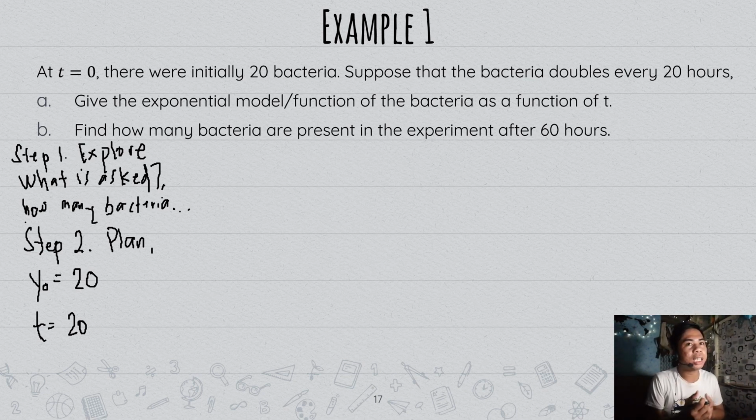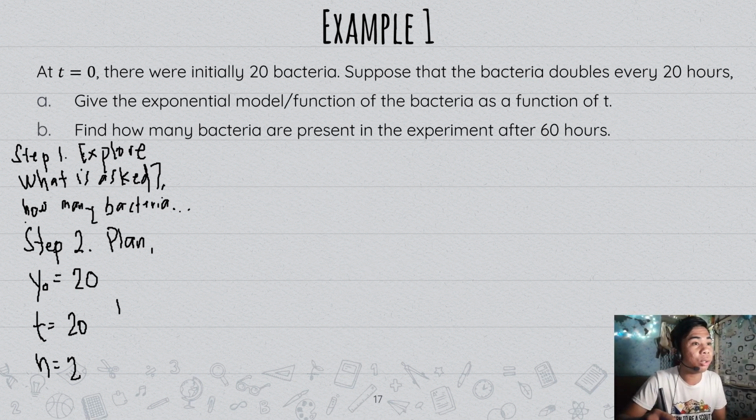Sorry, the n there is the 2, because the bacteria doubles. So we have n is equal to 2. And the small t is 20, since it doubles every 20 hours. So the question is, how many bacteria are present in the experiment after 60 hours? So that is the capital letter T there. That is 60.